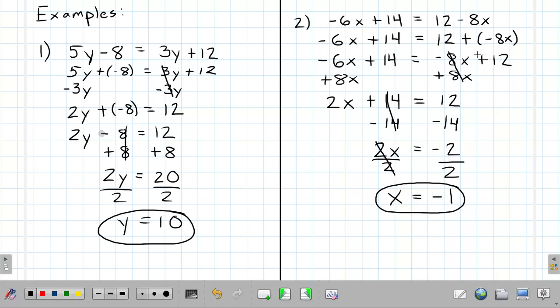So I always take the variable term on the right-hand side, and either add or subtract it over. So that way it gets rid of it and we only have a variable on the left.